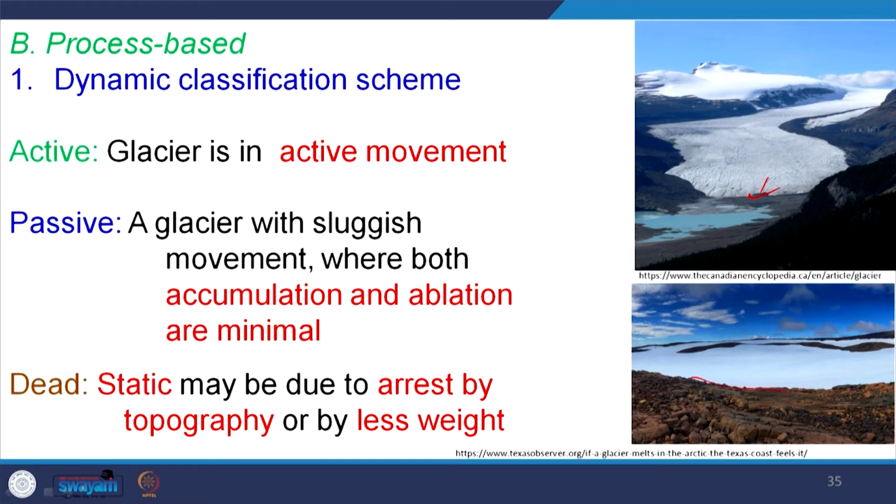If you see here, this is a dead glacier. This is a depressed part and this is the elevated part. So, it is bounded by this topography. Unless more accumulation takes place here, or unless more glacier ice is supplied here, it cannot move in this direction. So, it is topographically arrested. That is called dead glacier. So, based on this process, either it is moving, or it is moving very slowly, or it is not moving at all. Based on that, this classification is there.